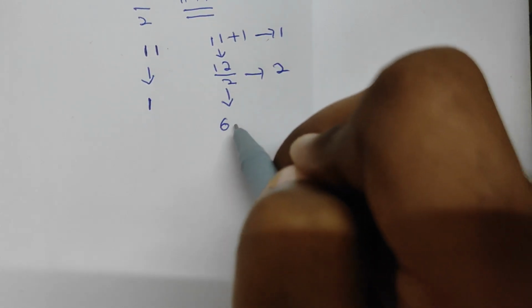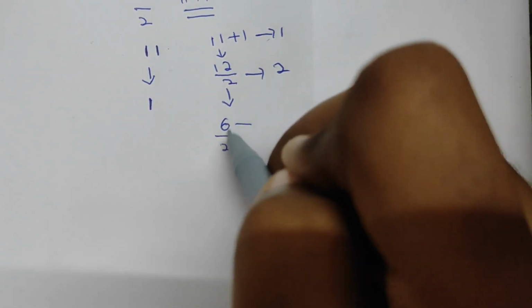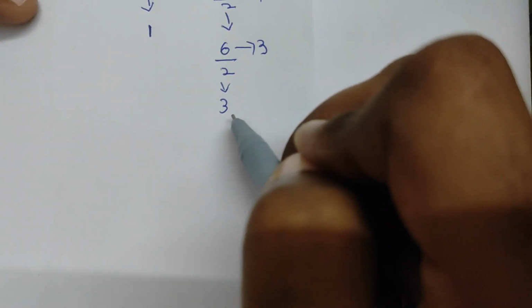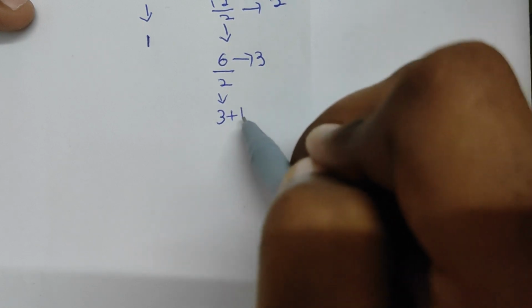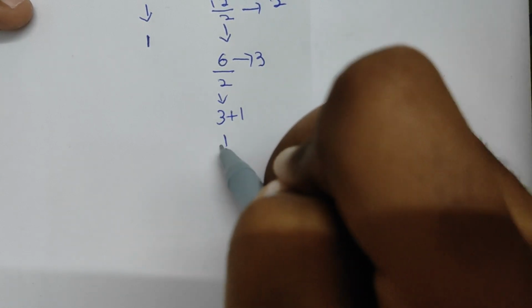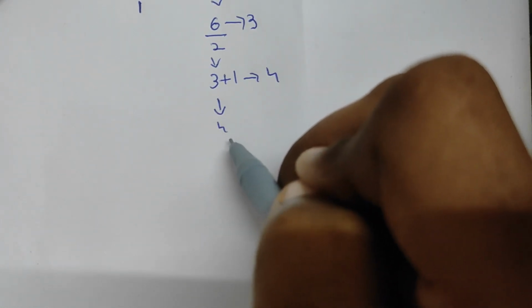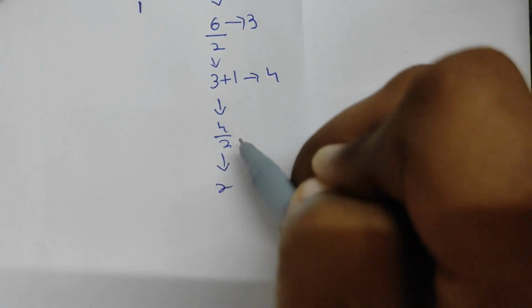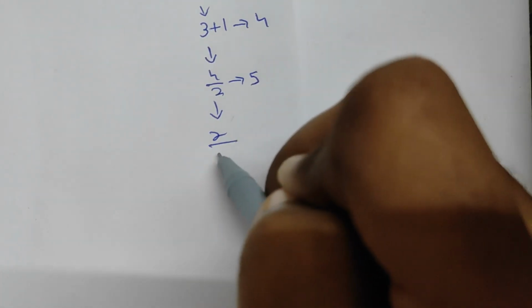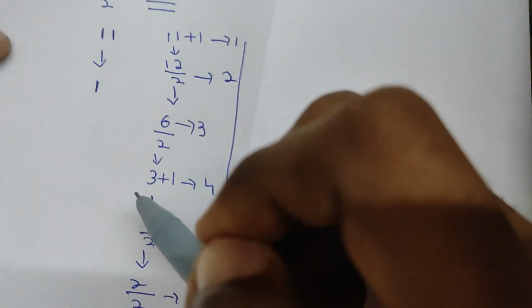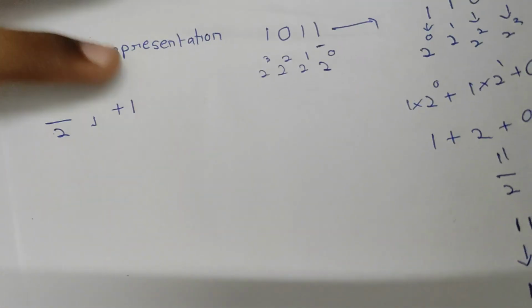Since 6 is an even number, we have to divide by 2. It will become 3. This is move number 3. Since 3 is an odd number, we will add 1 to 3. Then it will become 4. This is move number 4. Since 4 is an even number, we will divide by 2. It will become 2. Move number 5. Since 2 is an even number, we will again divide by 2. It will become 1. This is move number 6. So in total we took 6 moves to convert 11 to 1 according to the operations that they have given us.